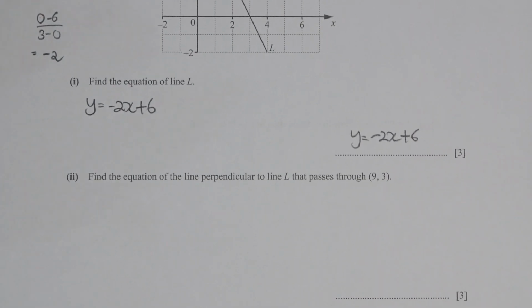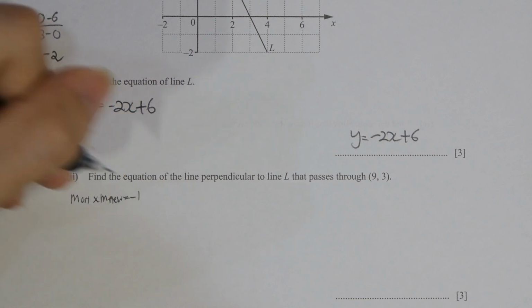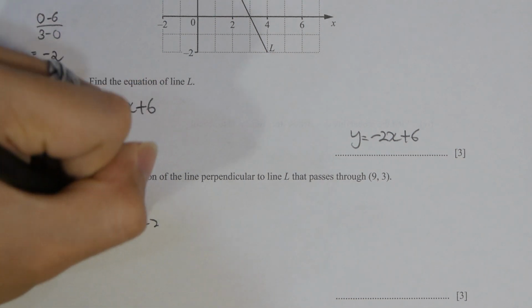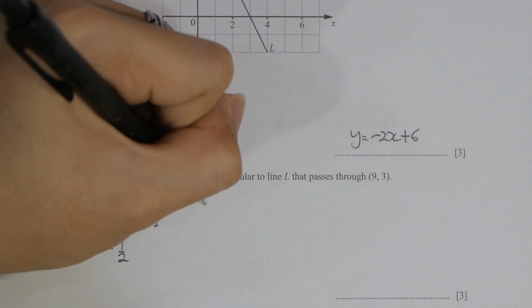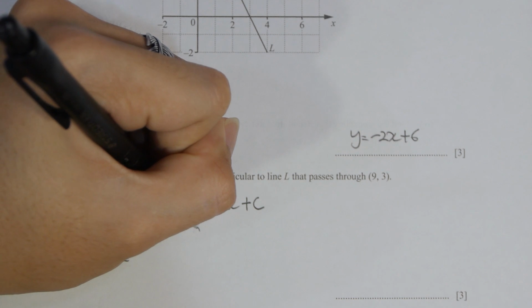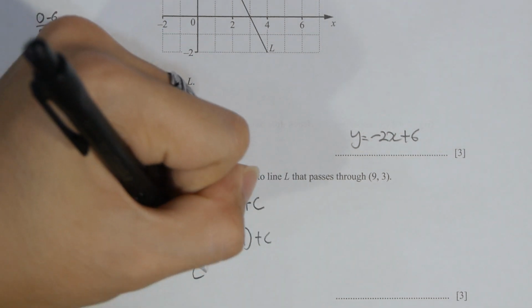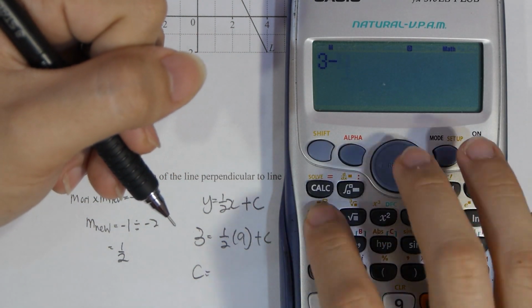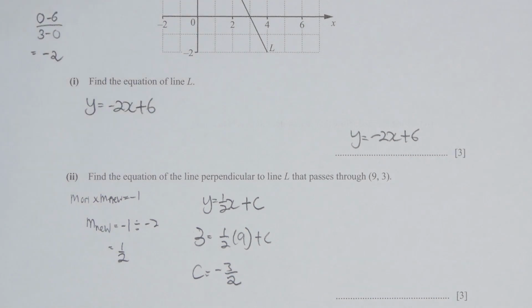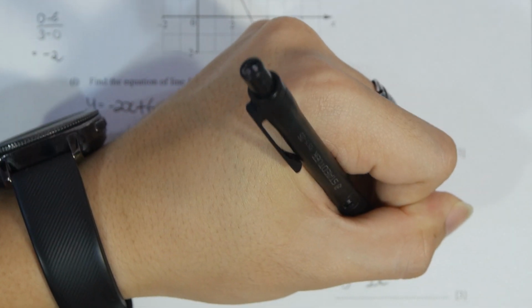Section 2: gradient of the original line multiplied by gradient of the new line equals -1. So your new gradient, which is the perpendicular one, will be 1/2. So y = 1/2 x + c. Substitute the point (9, 3) into it, you will get c as -3/2. So adjust it into the formula, you will get y = 1/2 x - 3/2, or 0.5x - 1.5.